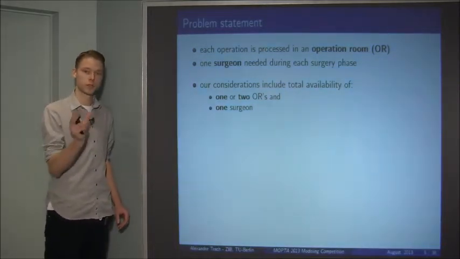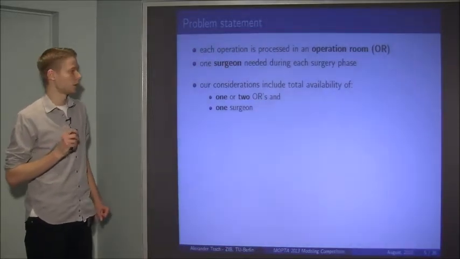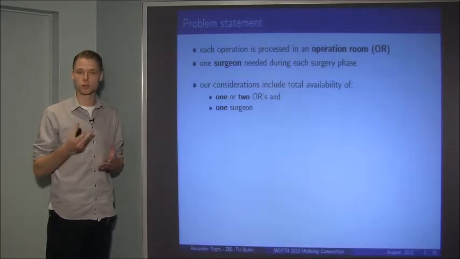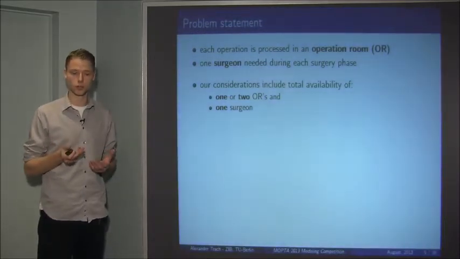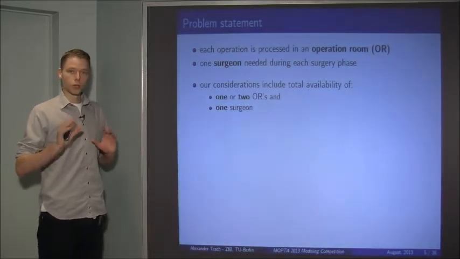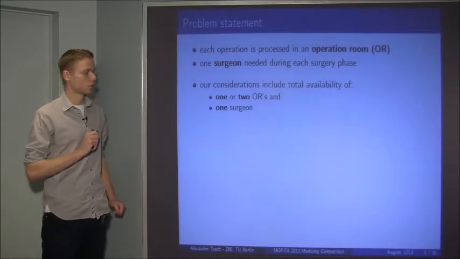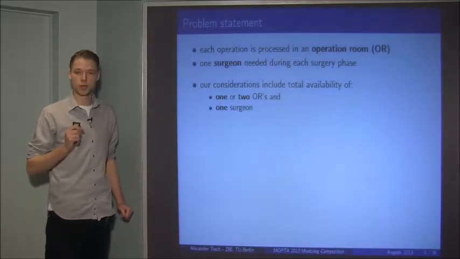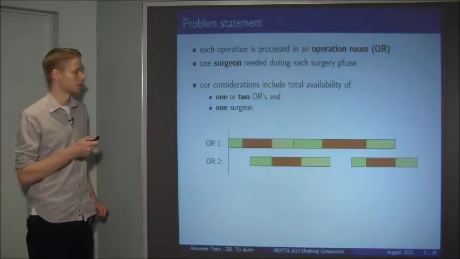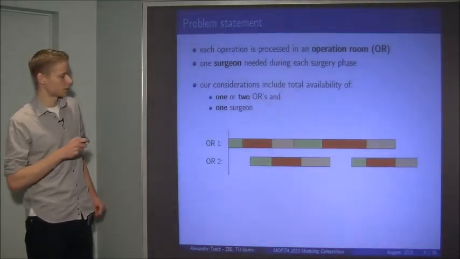During the surgery phase, the middle phase of these three phases, a surgeon is needed. And this is some kind of resource constraint or resource availability for each of the jobs. In our considerations of the modeling competition in the problem statement, we will just consider the case of one or two operation rooms, and we have exactly one surgeon available. This is what we consider for all the cases. And some exemplary schedule might look like this.